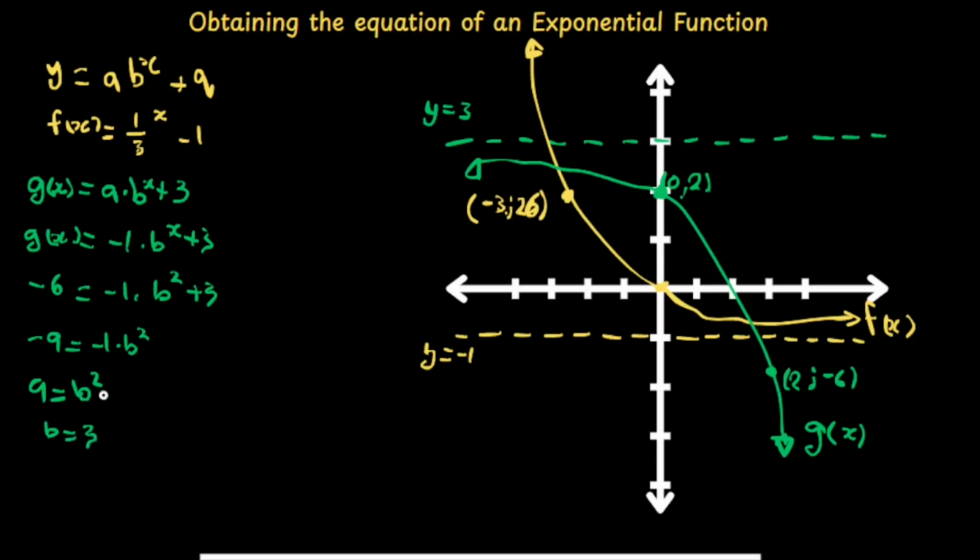Now, using those bits of information that I've just found, I can write in the standard formula. So g of x would be equal to, I know that a is going to be negative 1, so I will just indicate it with a negative sign. Then I know that my b value is going to be 3, so that would be 3 to the power x. And then my q value is positive 3, so I'd indicate it with a positive 3. And that is the equation for the function of g of x.